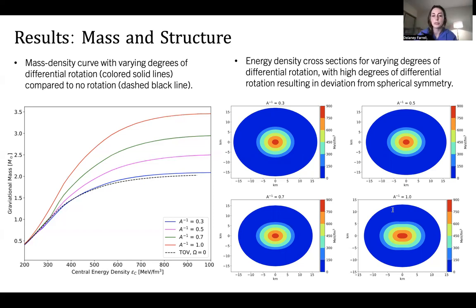There's a slight pinching forming at the top and bottom of the star. We call this a quasi-toroidal shape, which is starting to form. This is an extremely unstable configuration for these stars, but really interesting in the context of differential rotation.